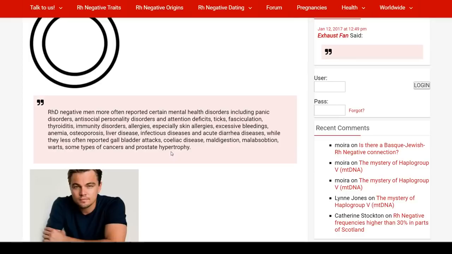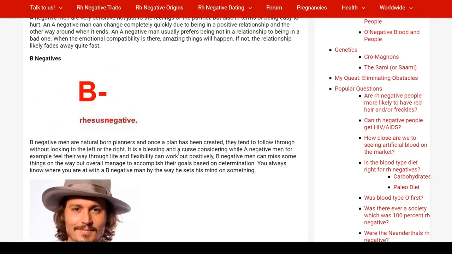So it gets into details here too with the different blood types. So do you know what your blood type is? Well, I'll share with you that I'm a B negative, so I'm one of 2%. And B negative men are natural born planners, and once the plan has been created, they tend to follow through without looking to the left or the right.